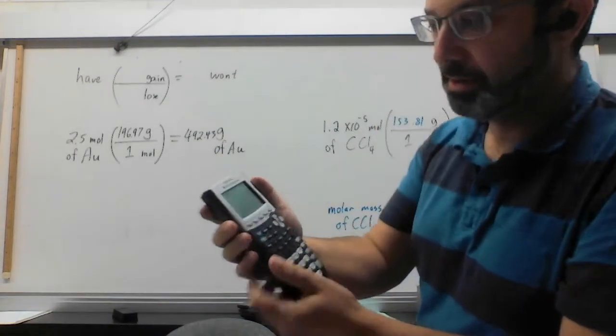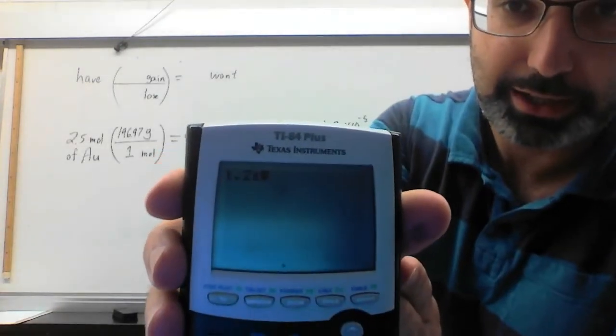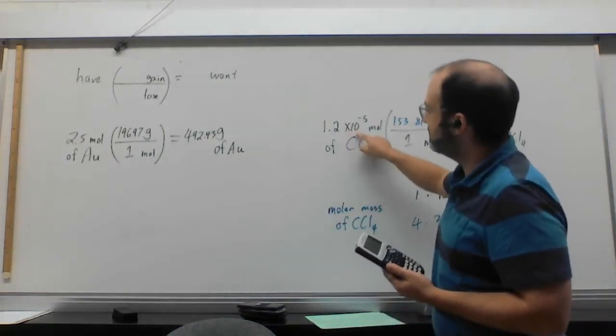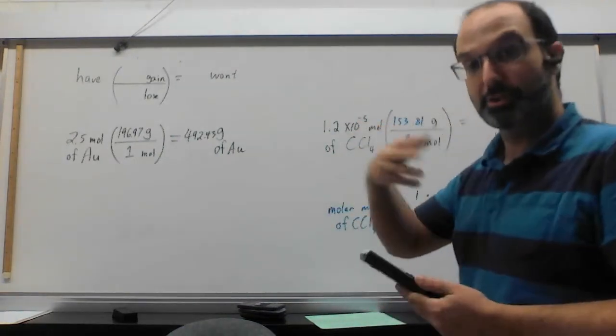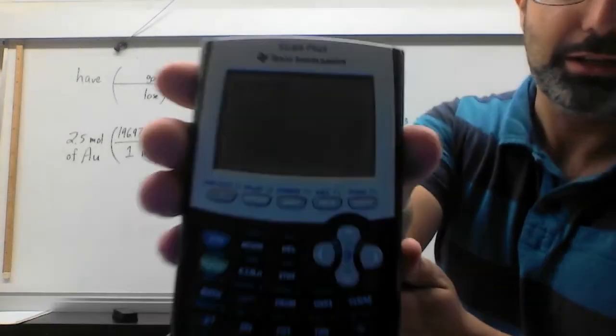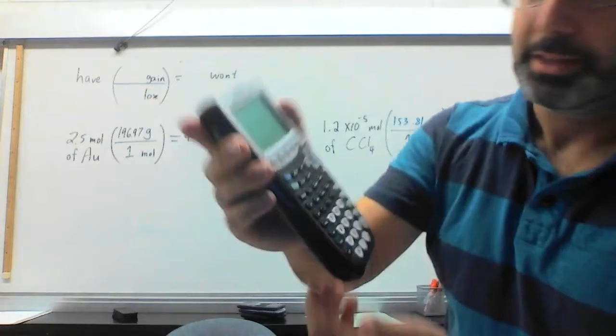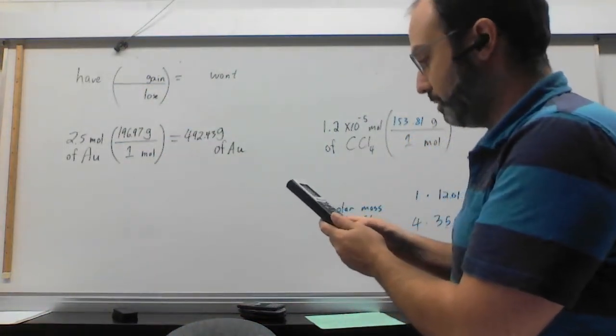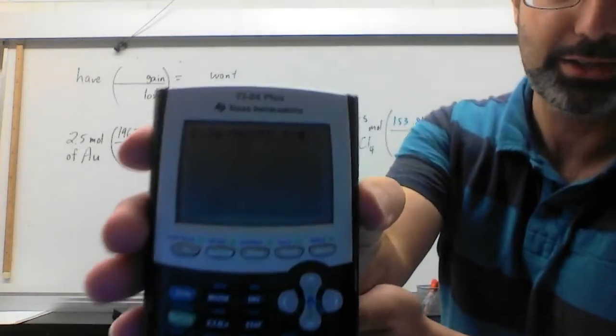You want to get the E, which will look like a literal E on your screen, because that E stands for times 10 to the power of. So it does all of it for you, and then you just type in negative 5. So it'll look something like that. Then I just go times the 153.81 that I want to normally do.